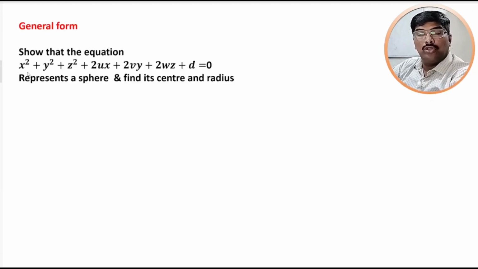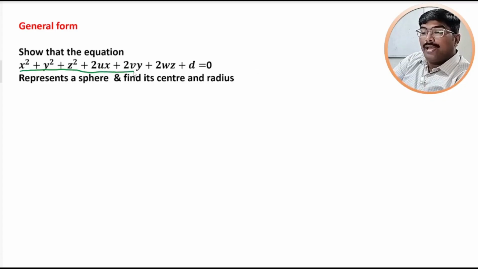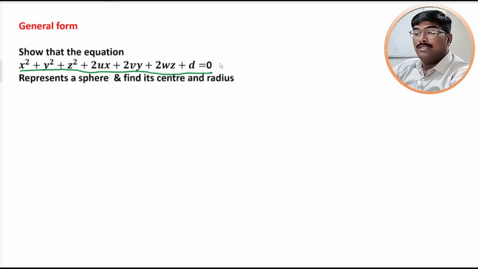Let us see the general form of the sphere. In this case, you have to show that the equation of the sphere x square plus y square plus z square plus 2ux plus 2vy plus 2wz plus d is equal to 0 represents a sphere. Also, we have to find the center and radius. If you get the center and radius for this above equation, then we can say that the given equation represents a sphere.